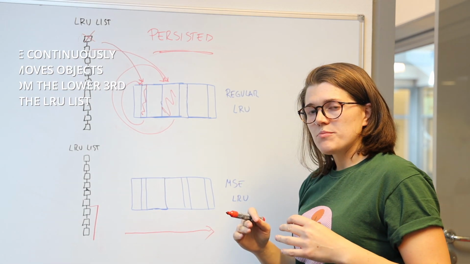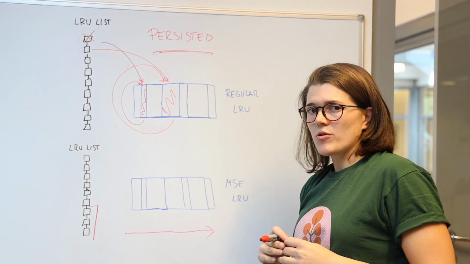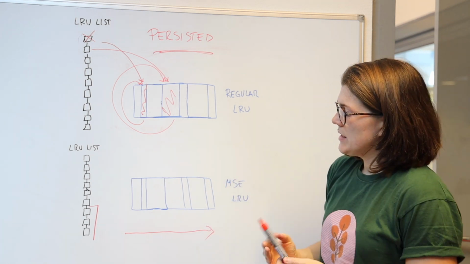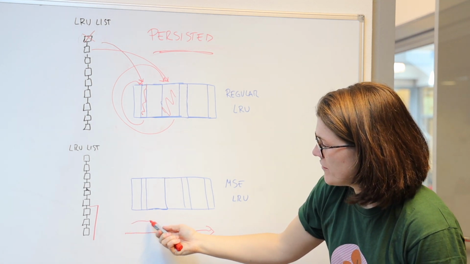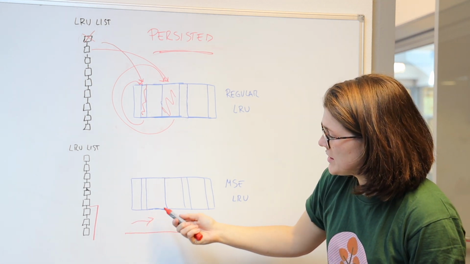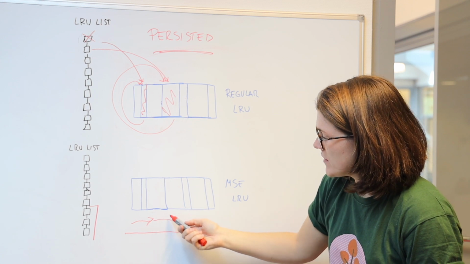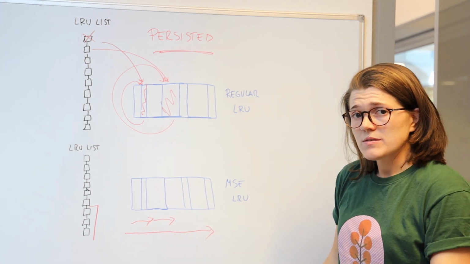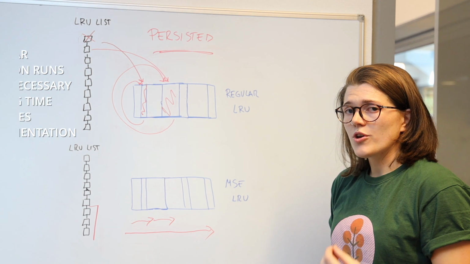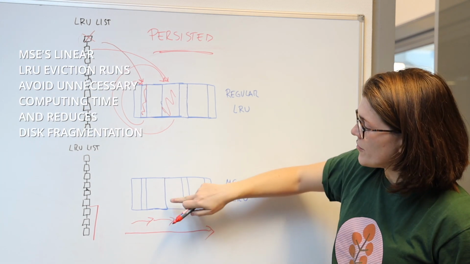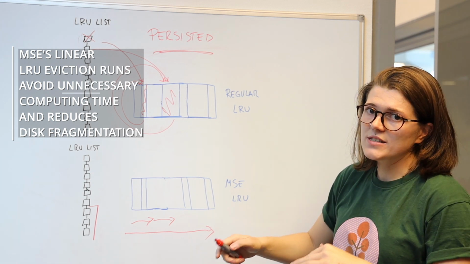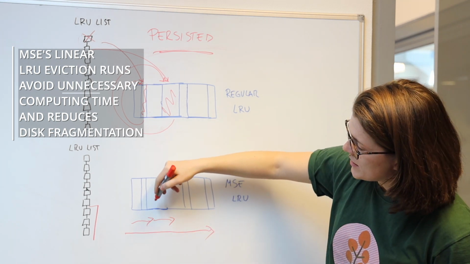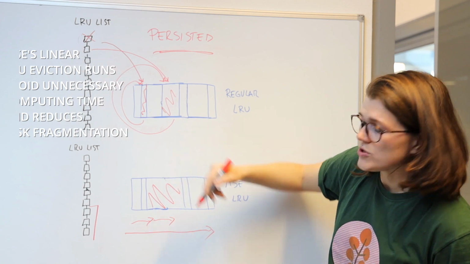On the other side, MSE3 continuously removes objects from the lower third of the LRU list until the occupied space is below the configurable high water level. This is done by a series of linear LRU evictions, which keeps track of where they ended. This avoids spending computing time on objects that weren't suited in the very first place. And of course, we do now have higher chances of finding neighboring free space, which reduces disk fragmentation.